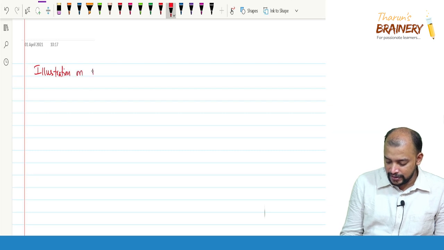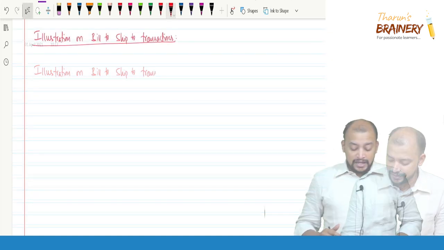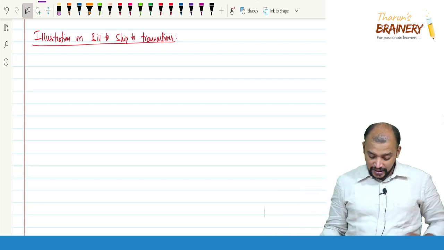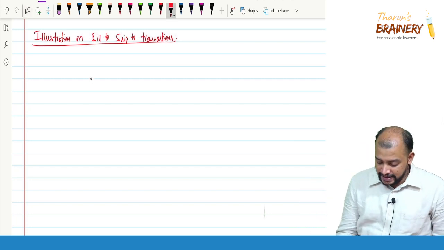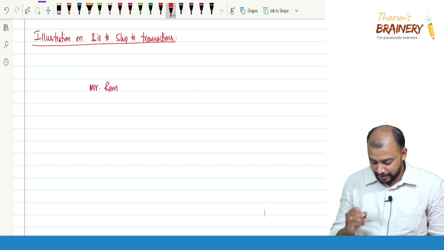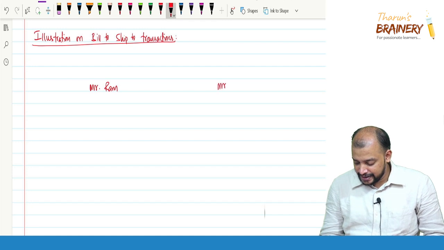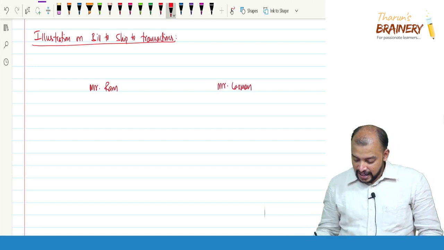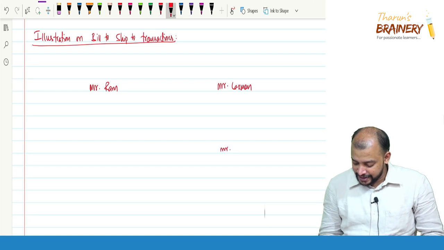Illustration on bill to ship to transactions. Say there is a supplier, Mr. Ram, and Mr. Lakshman is the recipient, and thereafter Mr.